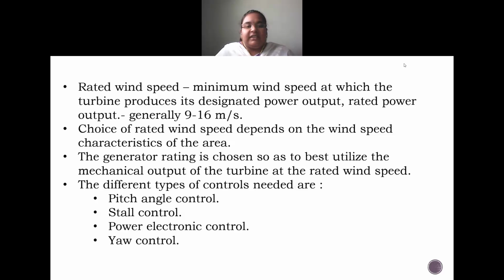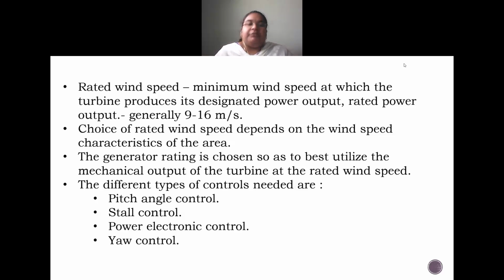Now, when we discussed the control equipment in the last topic of the last chapter, we said that there is a gearbox, right? Why do we need this gearbox? Look at the rated wind speed. It's just 9 to 16 meters per second, but our generator rotates at minimum 1500 rpm. So in order to bridge this gap between 9 to 16 meters per second and 1500 rpm, we are going to put a gearbox there.